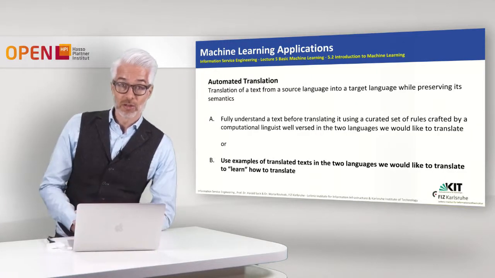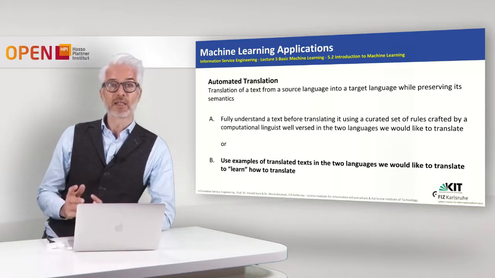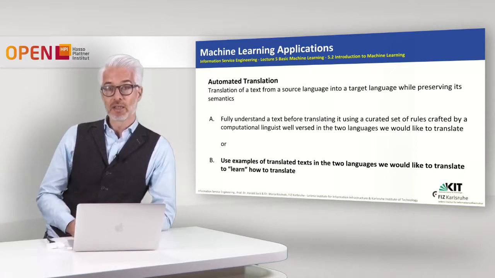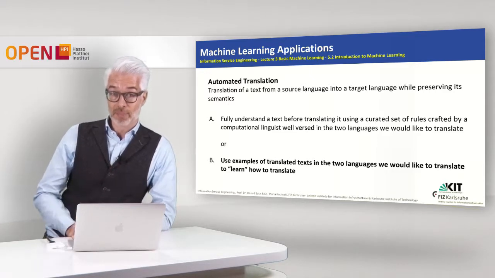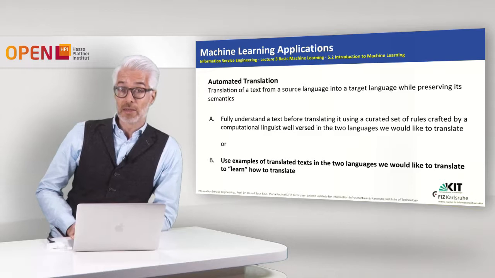Another task in machine learning would be automated translation, which means translation of a text from a source language into a target language, while of course preserving its meaning, its semantics. You could also implement this again in two different ways.